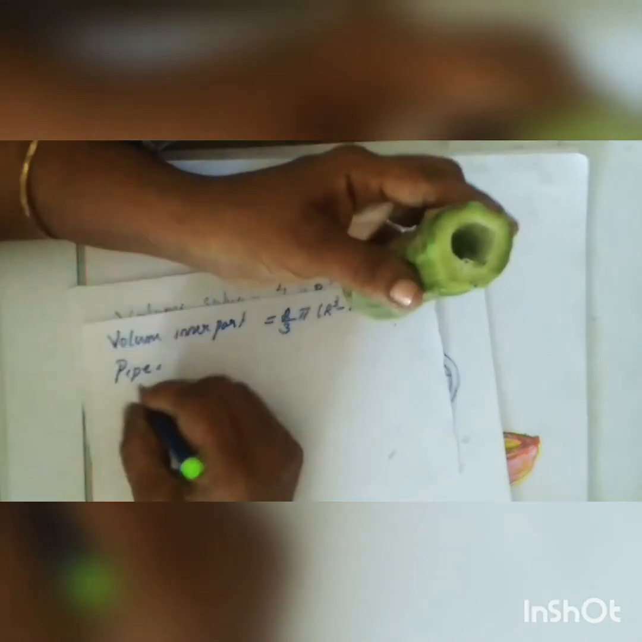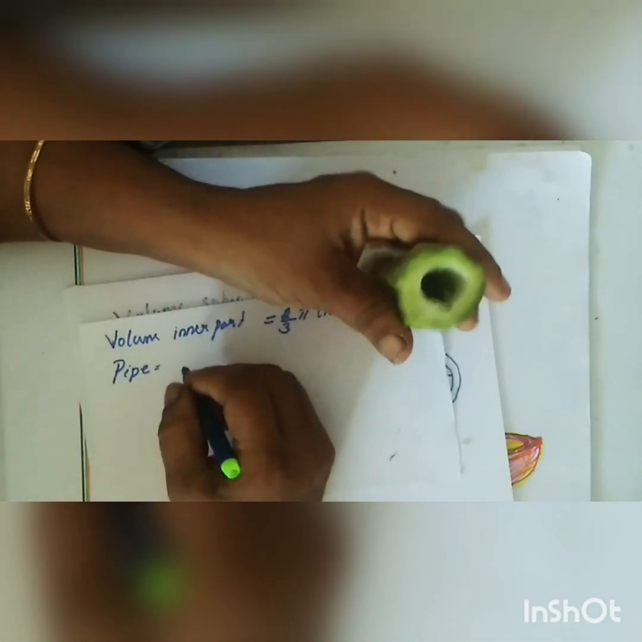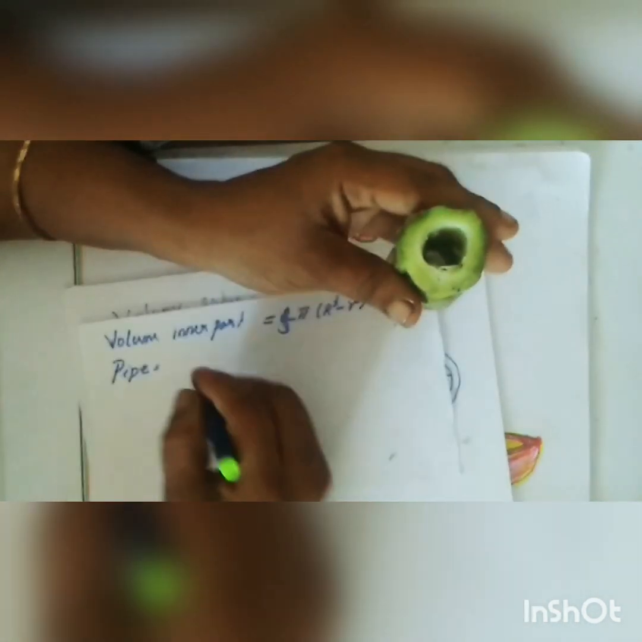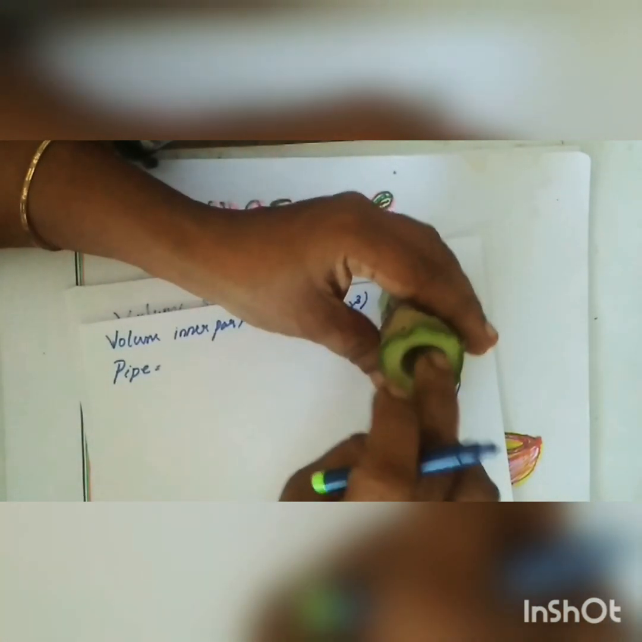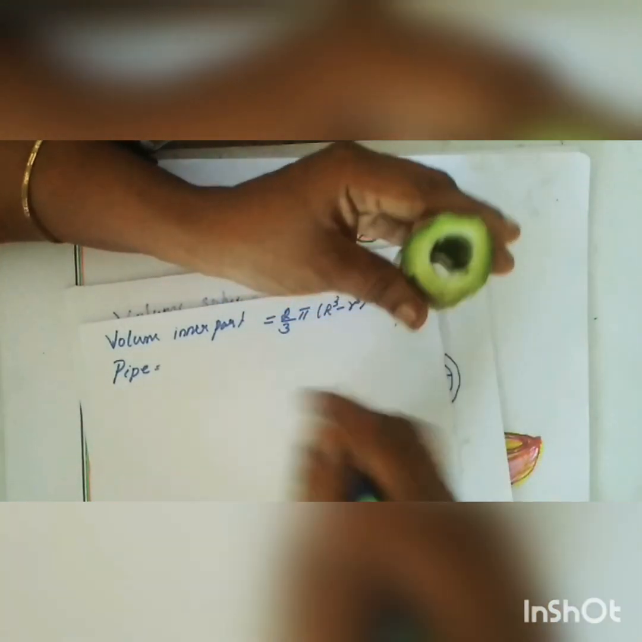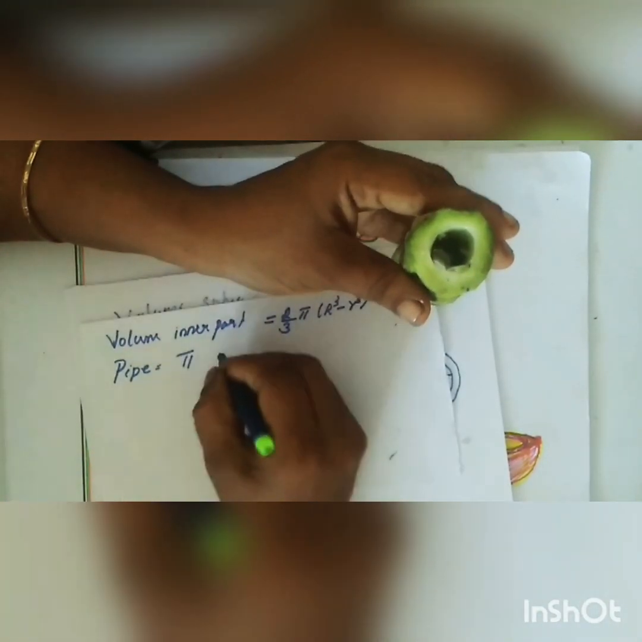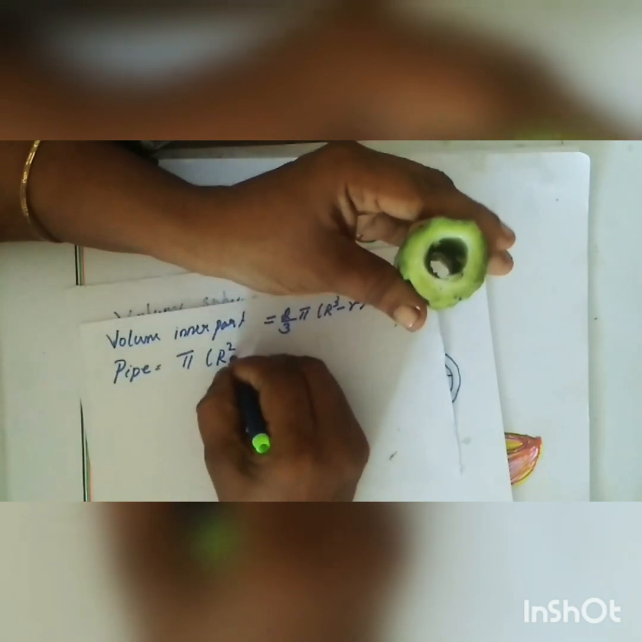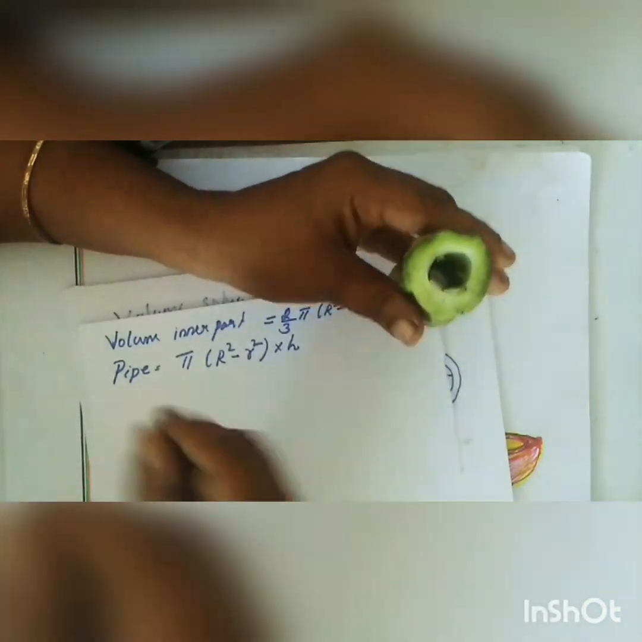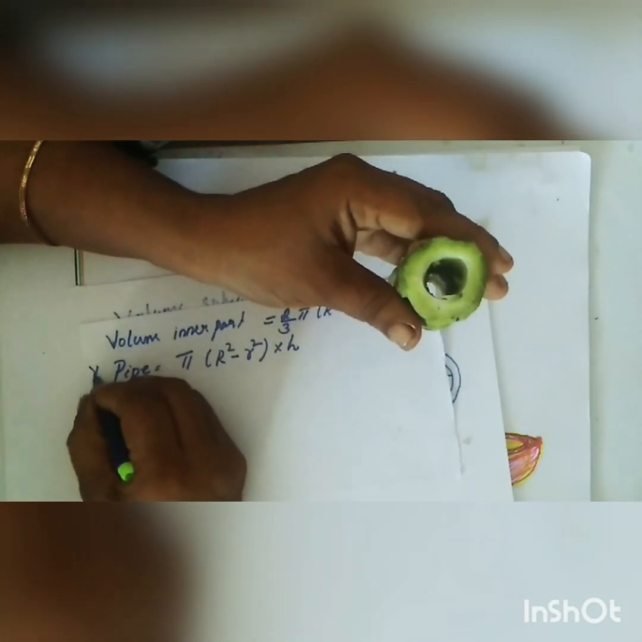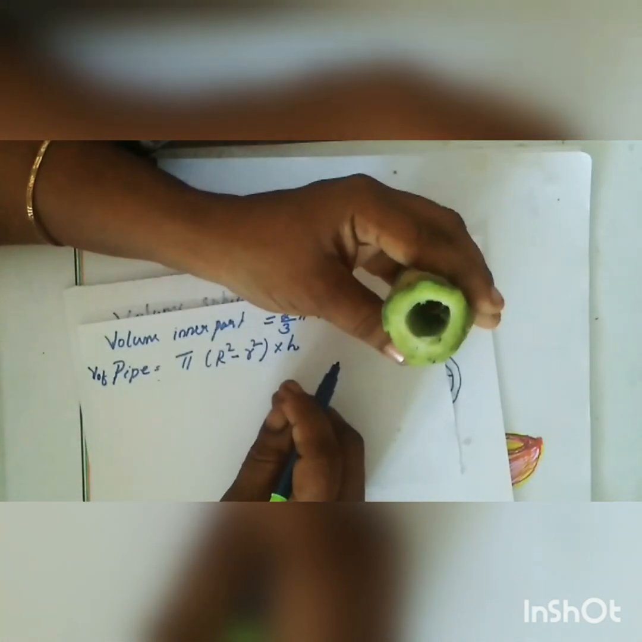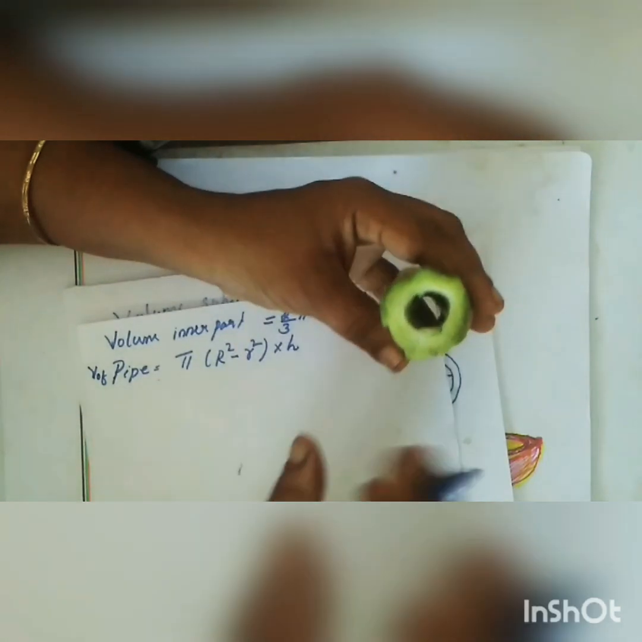Then the volume of this pipe can be calculated by using the formula area of cross section into height. Here it is a ring. Therefore, pi capital R square minus small r square into h. Volume of pipe is equal to pi capital R square minus small r square into h.